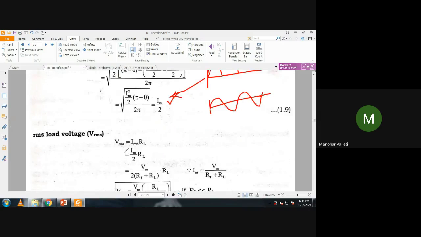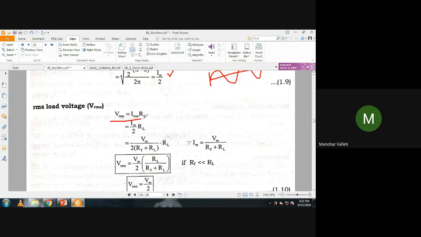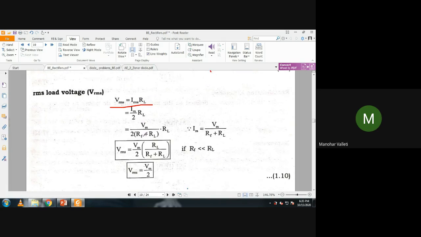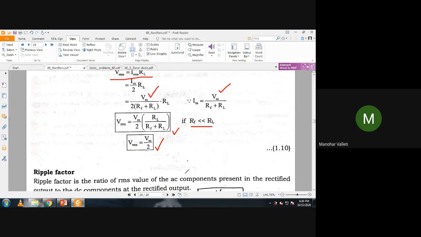At the output, you are finding the voltage. That's why Vrms equals Irms into RL. You substitute the Irms value, where Im equals Vm by Rf plus RL, and if you keep on solving, please try to remember the formula: Vrms equals Vm by 2 multiplied by RL by Rf plus RL. Neglecting Rf, you get Vrms equals Vm by 2. So for a half wave rectifier, Irms equals Im by 2, and Vrms equals Vm by 2.